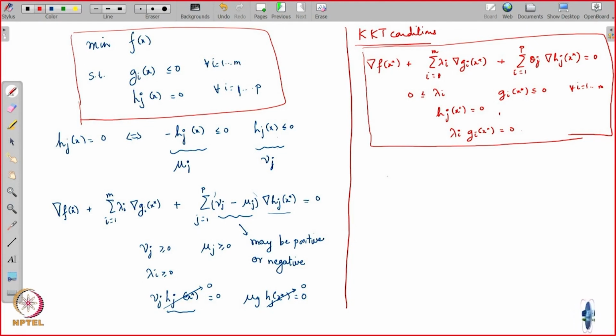Let me mention this function L. I introduce this just for you to remember. This function is what is called the Lagrangian.